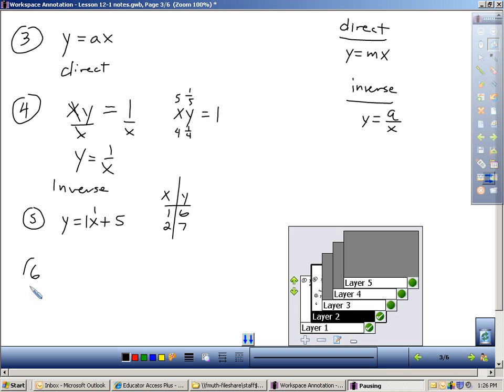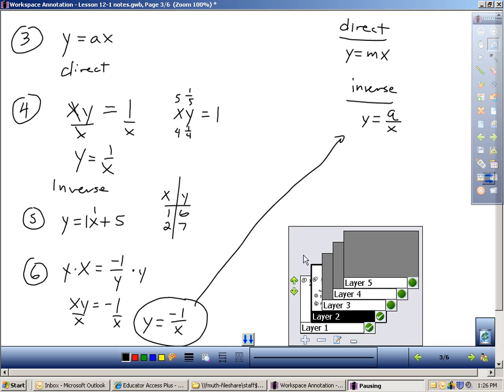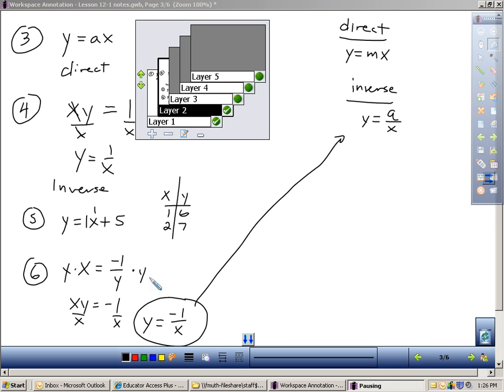Number 6, 6 said x equals negative 1 over y. Well, this one, let me see here. Let me multiply each side by y first. And that would give me xy equals negative 1. And let me divide each side by x. That gives me y equals negative 1 over x. Well, you can see that's definitely an inverse relationship. Okay, that's an inverse function.